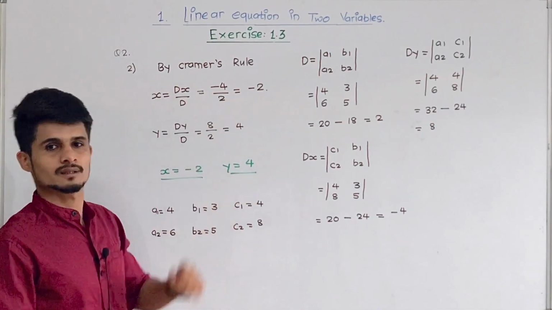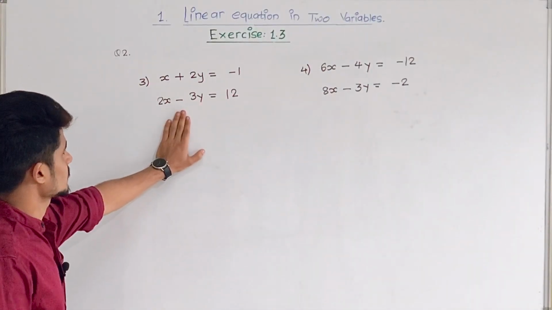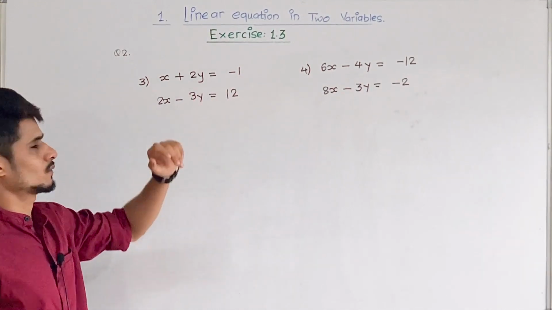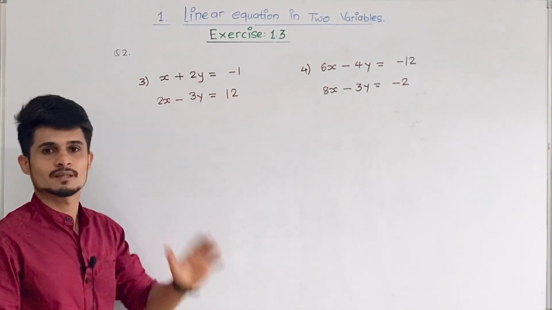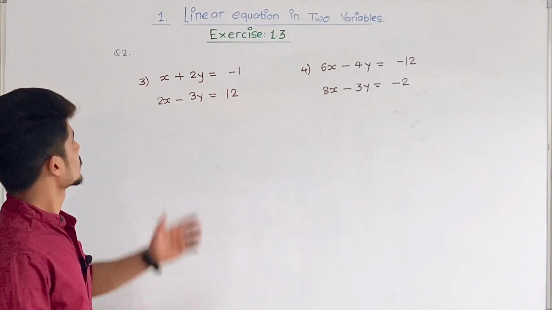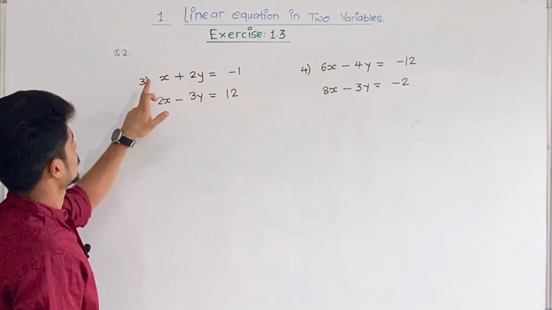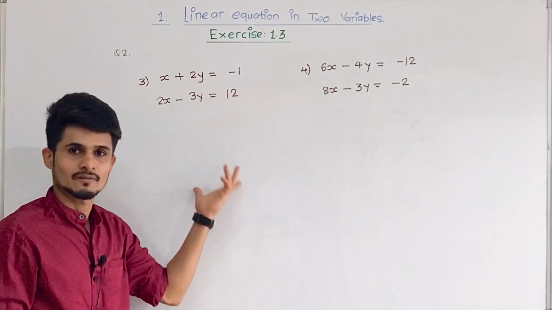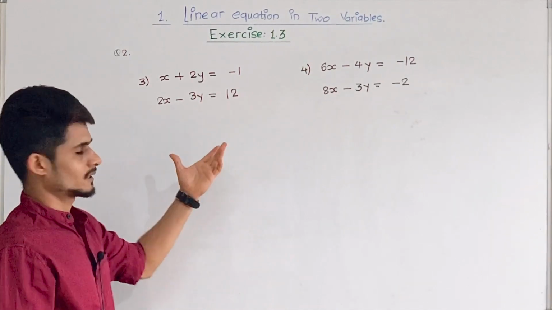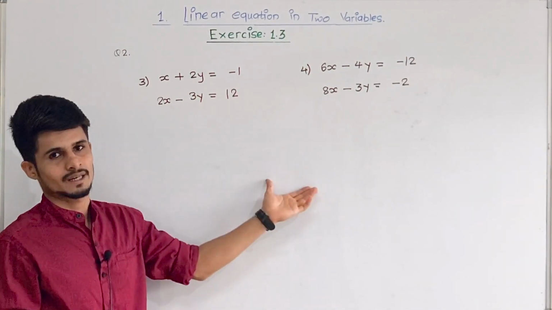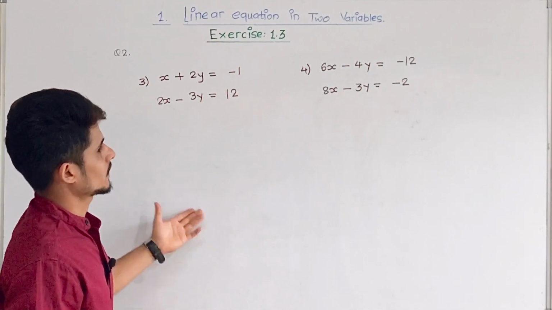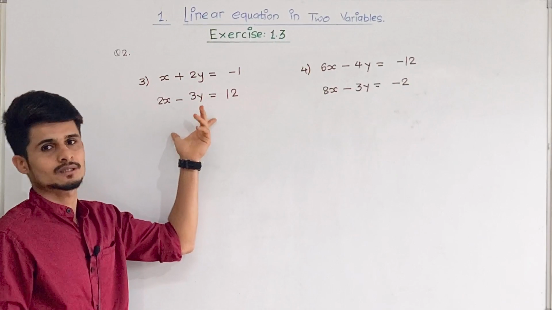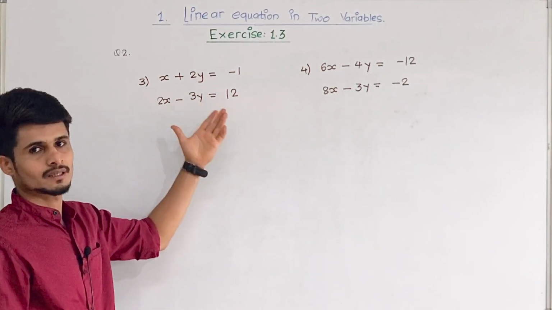Similarly, we'll solve the third sum. The third sum is x plus 2y is equal to minus 1, 2x minus 3y is equal to 12. This sum is similar to the first sum. In question number 3, note the value of a1, b1, c1, a2, b2, c2 and find the value of determinant of x and determinant of y, and then find the value of x and y by Cramer's rule. So question number 3 is homework. Comment the answers in the comment box.